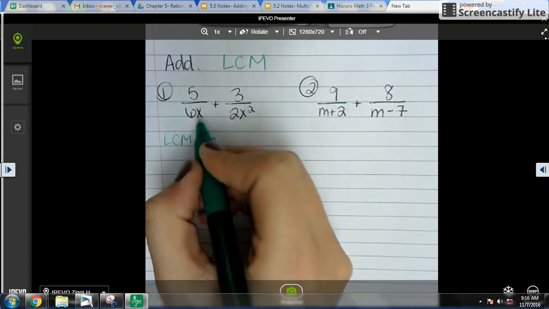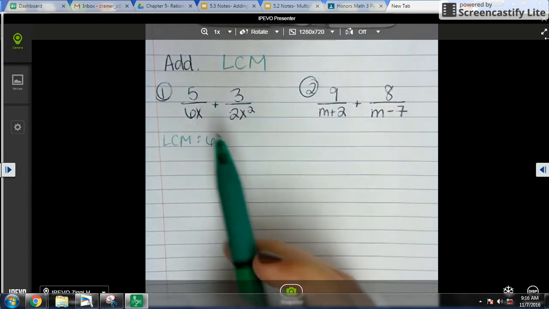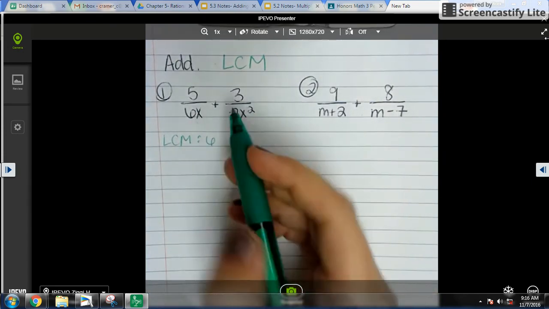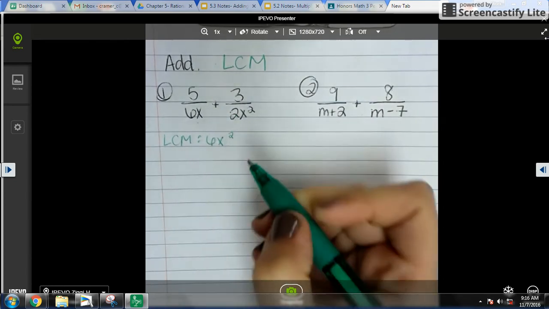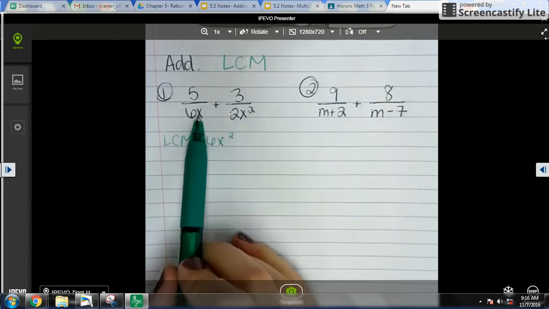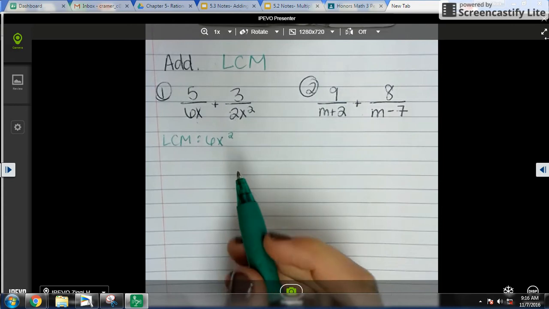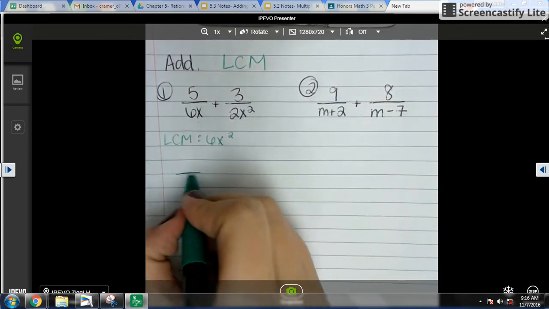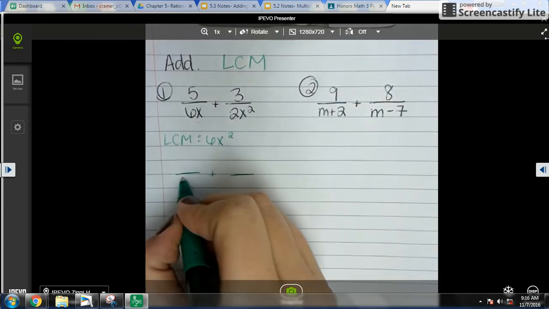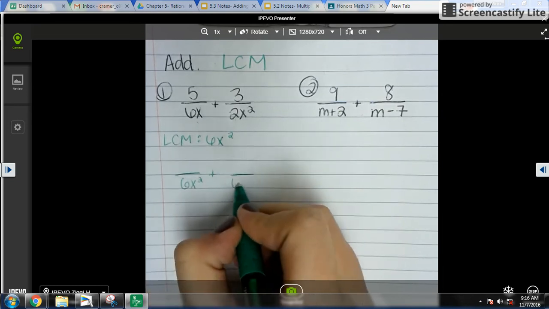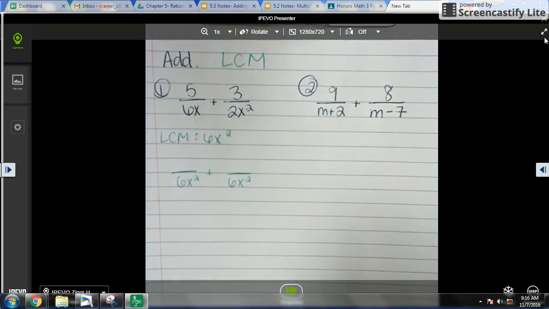You can multiply this by 1 and this by 3. And the least common multiple for our variables would be x squared. So we can multiply this side by x and this side by x squared. So our goal is now to get the denominators of both of these to be 6x squared. Well, how do we do that?